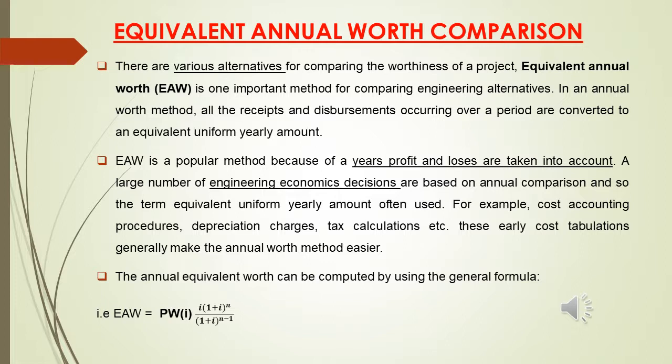In the annual worth method, all the receipts and disbursements occurring over a period are converted to an equivalent uniform yearly amount. There is a conversion happening here. EAW is a popular method because a year's profits and losses are taken into account, so both profit and losses are considered. A large number of engineering economic decisions are based on this comparison.